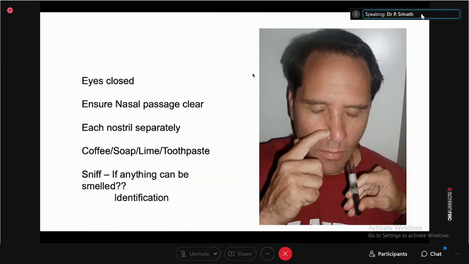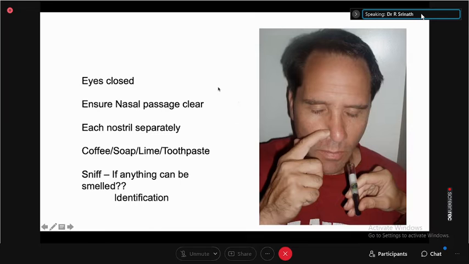Olfactory nerve examination is simple. What is important for the students to remember here is that the eyes should be closed. And the standard substances which are used, I have only shown commonly available substances which can be used at the bedside. Coffee, which most of us can smell, the smell of a soap, lime, or sometimes toothpaste. Some books give eucalyptus and all. But what is important to remember is that a pungent odor should not be used because it is supposed to stimulate the trigeminal nerve also along with the olfactory nerve.